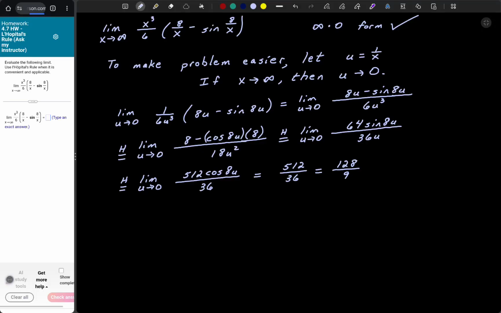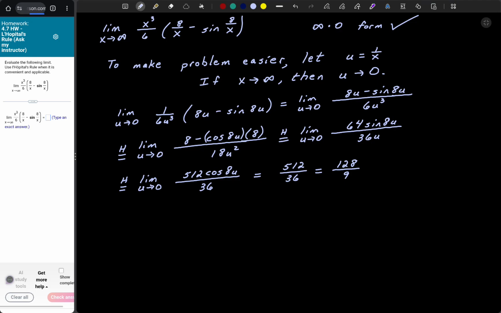Let's take a look at this tricky problem in the L'Hopital section. This one starts off with the limit as x approaches infinity of x cubed over 6 times the group 8 over x minus the sine of 8 over x.